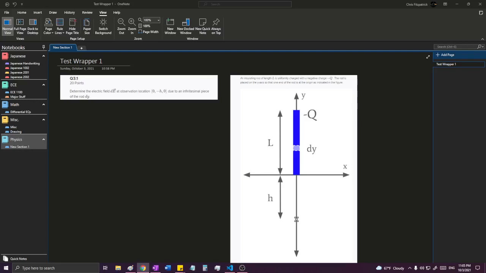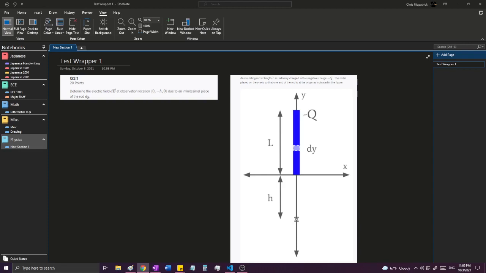So the question is, an insulating rod of length L is uniformly charged with negative charge negative Q. The rod is placed on the y-axis so that one end of the rod is at the origin as indicated in the figure. And the question is, determine the electric field dE at observation location 0, negative h, 0 due to an infinitesimal piece of the rod dy.